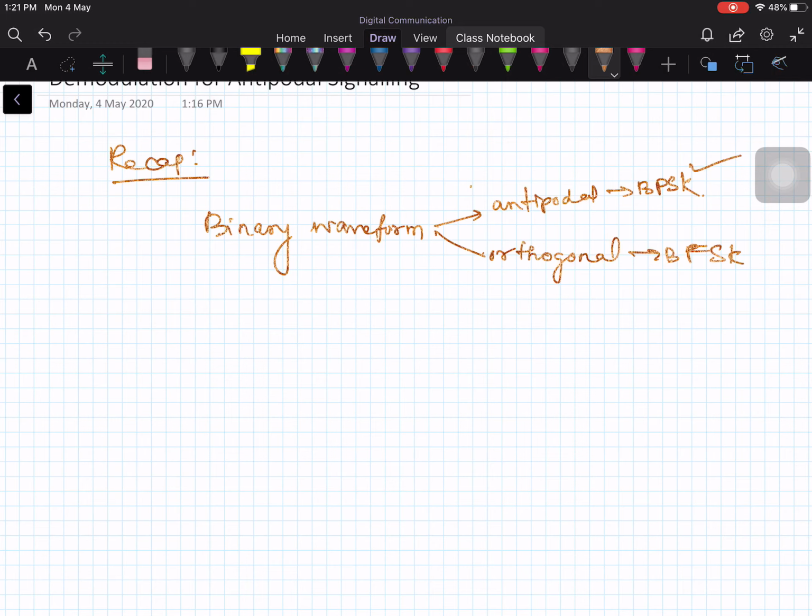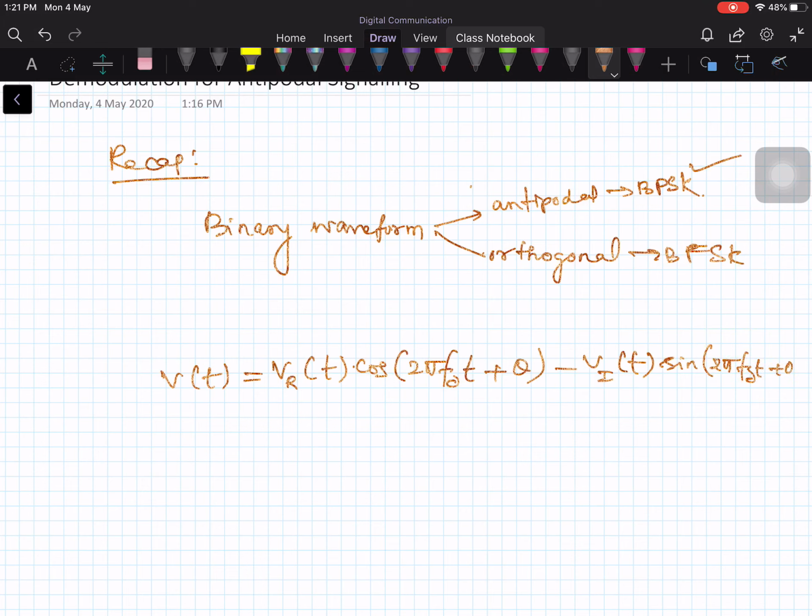and then let me recap. So the received signal is given as follows: v of t is equal to v sub r of t times cosine of 2 pi f naught t plus the phase shift theta, minus v sub I of t times sine of 2 pi f naught t plus some phase shift theta.